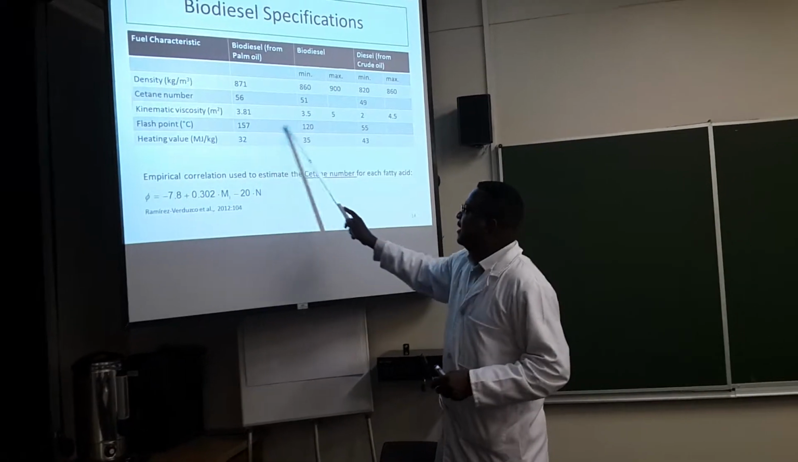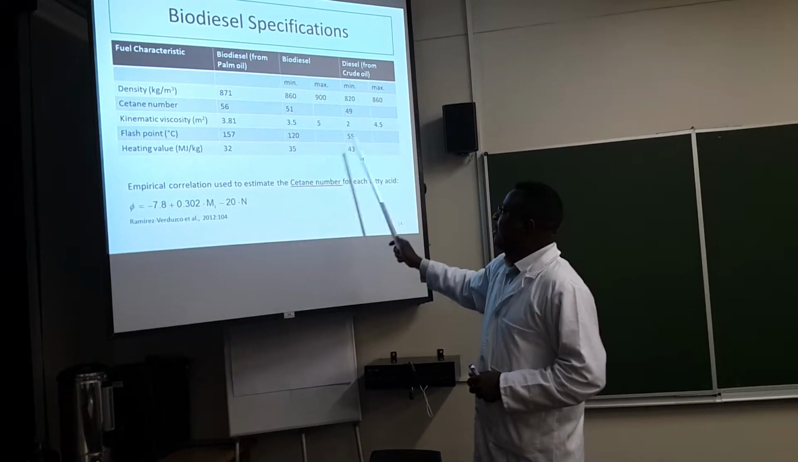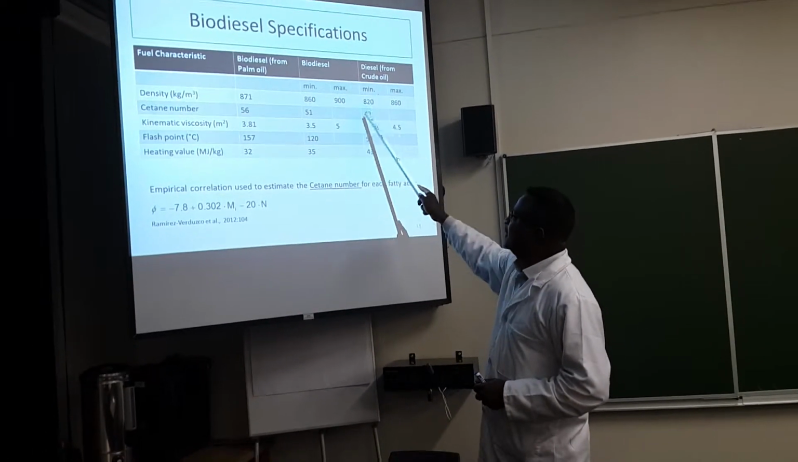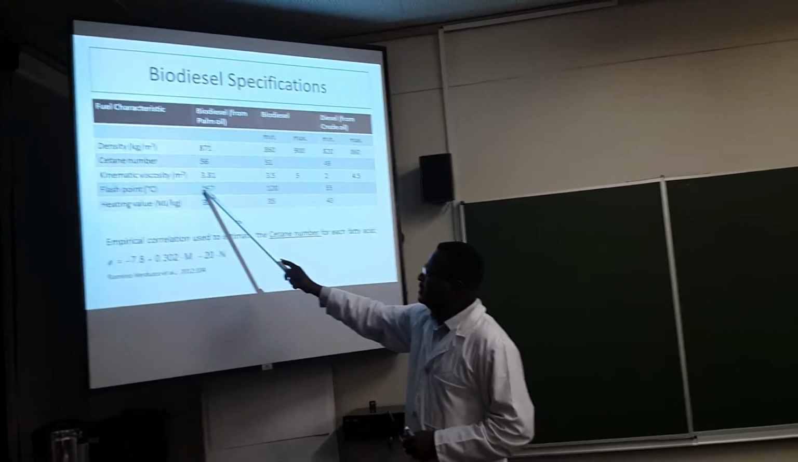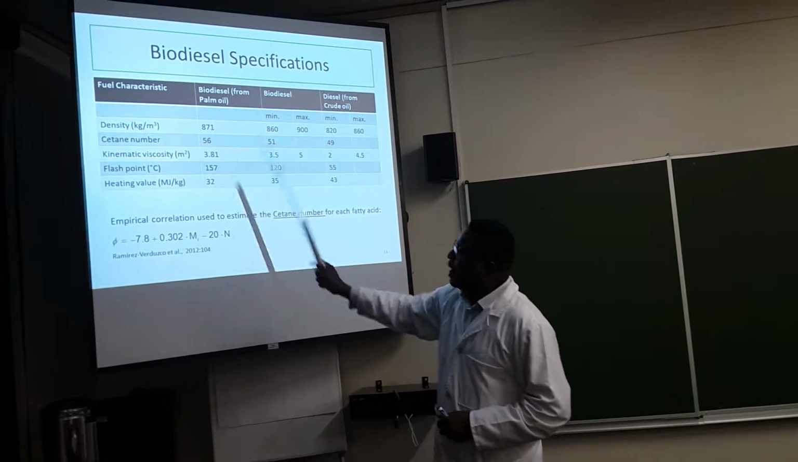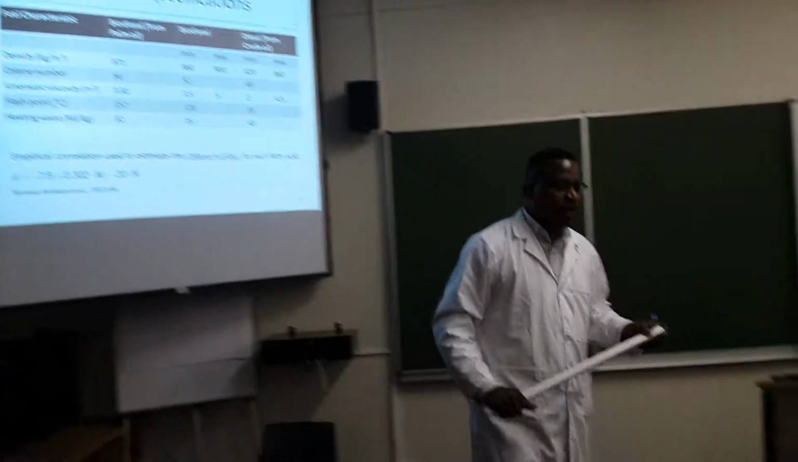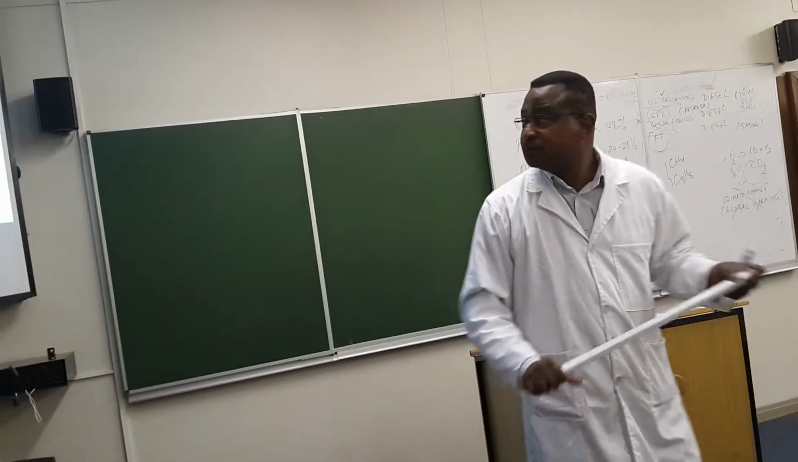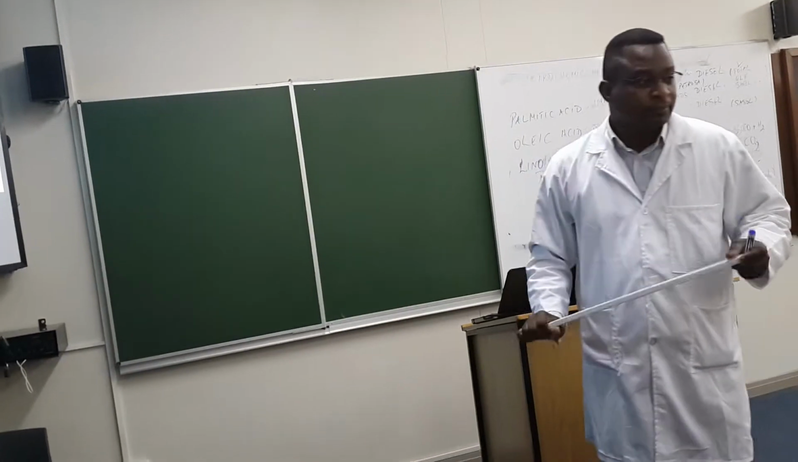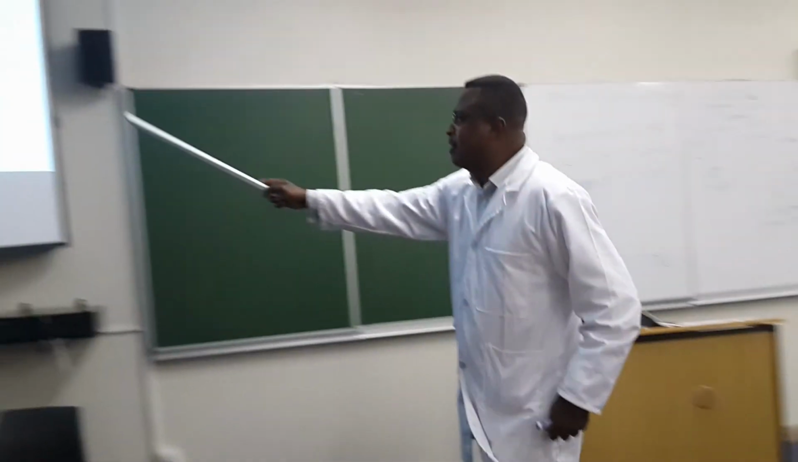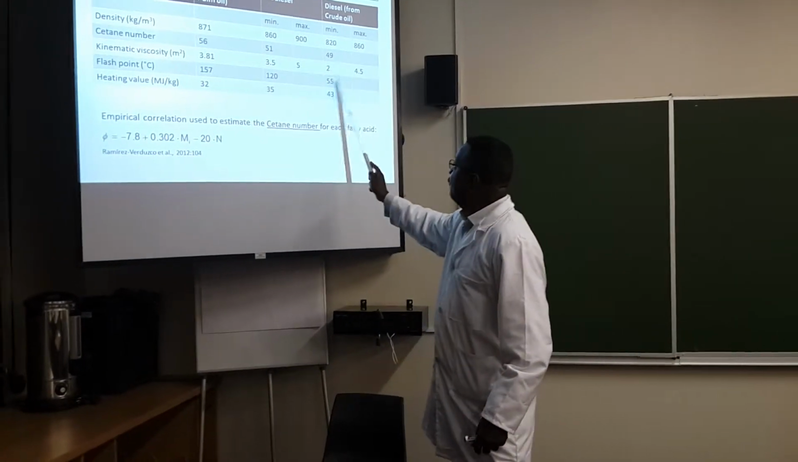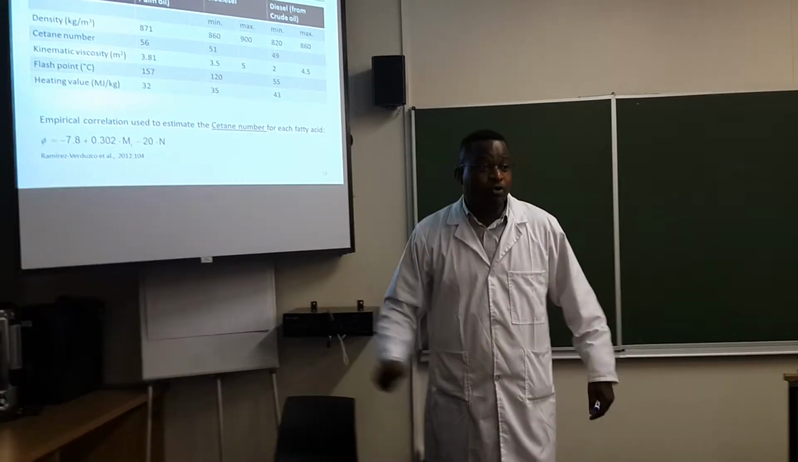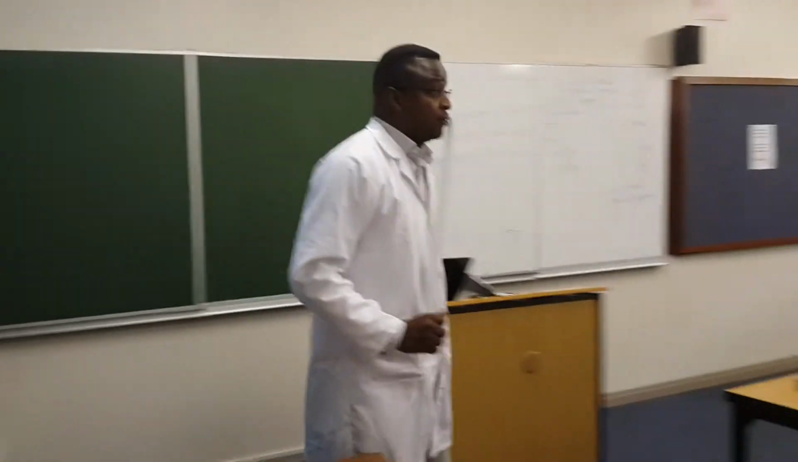The flash point: the minimum here is 120. For the diesel from crude oil it is 55, but for us it is 175, 157. Which one is good? The minimum here is 120. Ours is 157. For the diesel from crude oil it is 55. Which one is good?